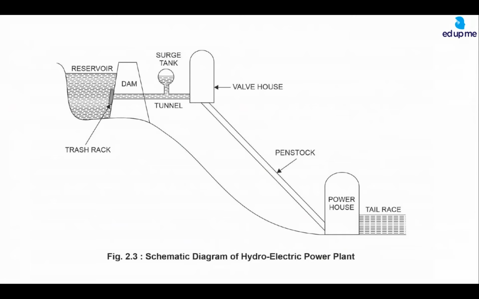And then water is let out in the tail race. This is how hydro power is produced. Hydro is said to be a renewable kind of power, because we are not creating any pollution, and therefore it is said to be a pollution free power plant. If dam construction is possible, the initial cost of a hydro power plant is quite high, but the running cost, in comparison with a thermal power plant, is very, very low.